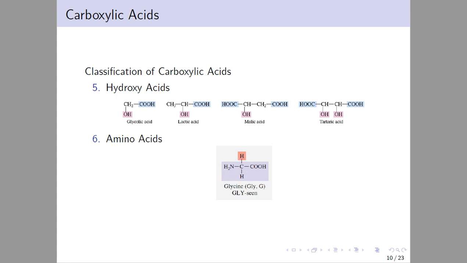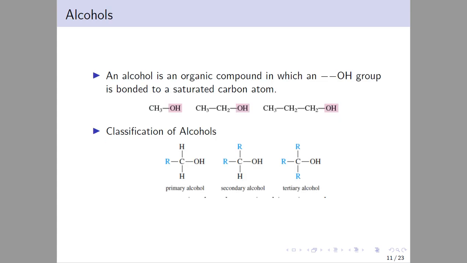So next we go to the alcohol. Okay, so alcohol. An alcohol is an organic compound in which an OH group is bonded to a saturated carbon atom. Okay, CH3OH, CH3CH2OH. You can see that these are single bond, single bond.